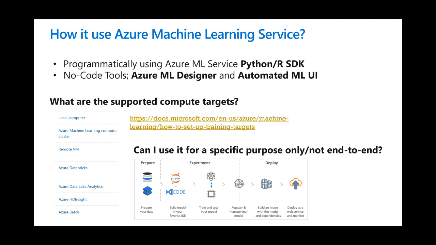So there is a list of supported compute targets that includes your local computer, the ML compute cluster, the remote VM, and Databricks. You can use Azure Batch, HDInsight, Data Lake. So all of this could be options, but you need to check this link because, from a pipeline perspective, you need to know the differences between what's supported and what's not supported in the compute target when you're setting your training targets.